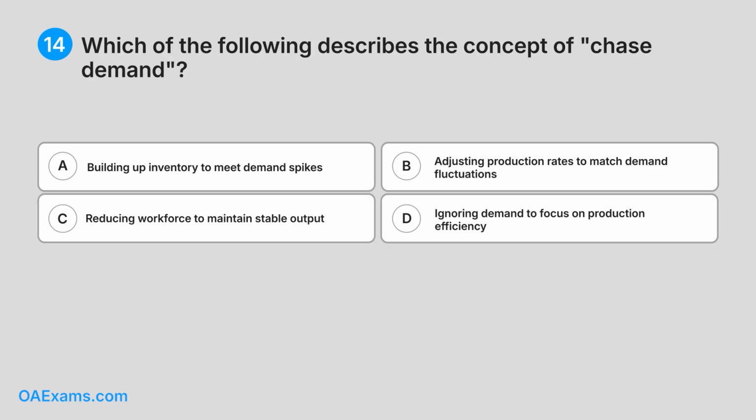14. Which of the following describes the concept of chase demand? A. Building up inventory to meet demand spikes. B. Adjusting production rates to match demand fluctuations. C. Reducing workforce to maintain stable output. D. Ignoring demand to focus on production efficiency. Do you know the answer?